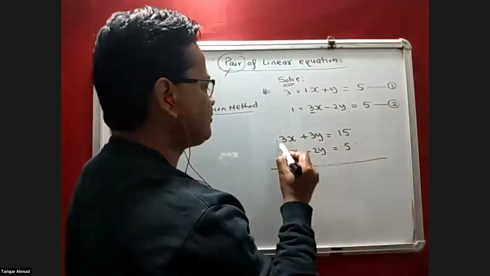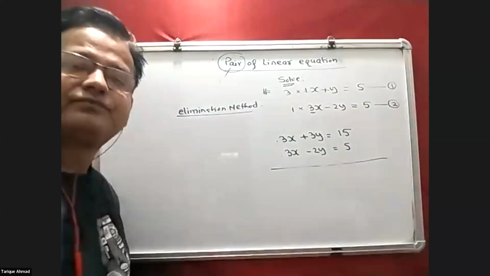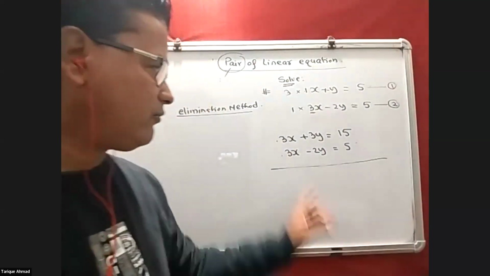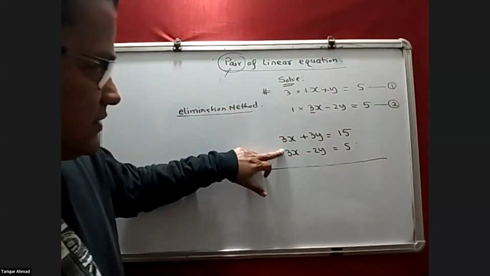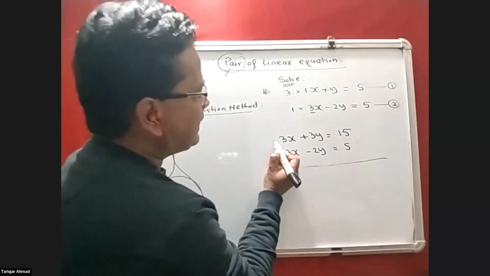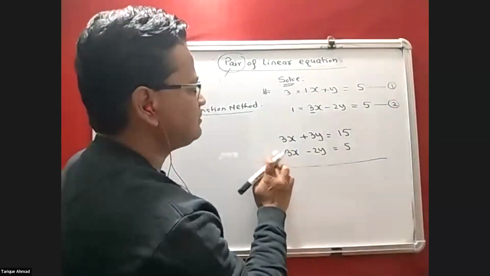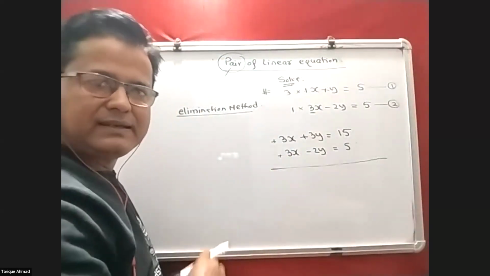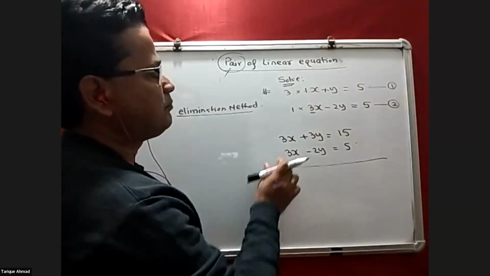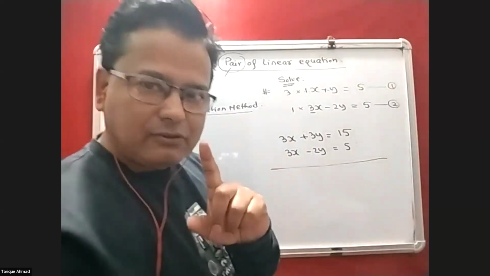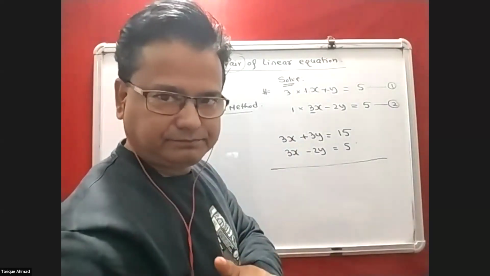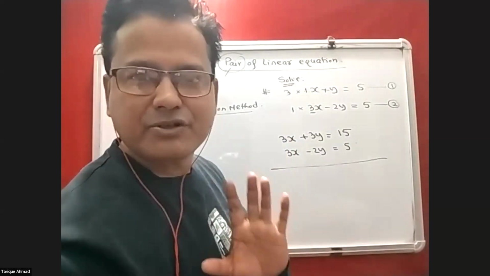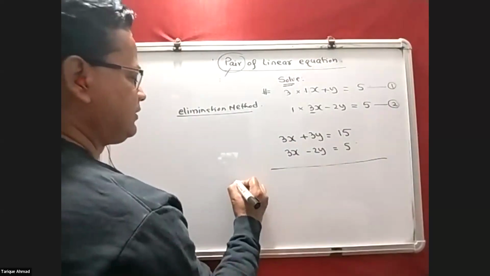Now, see, I equated the coefficient of x, 3, in both the equations, right? Now, see carefully. Both have the same sign, and that is plus, right? We do not write plus signs. If there is no sign, it means it is plus. So there is a plus sign here. So the rule is, if signs are same, we go for subtraction. Okay, so subtracting.